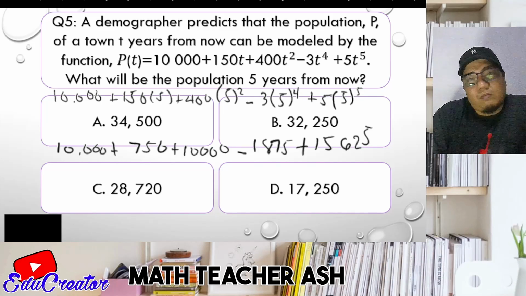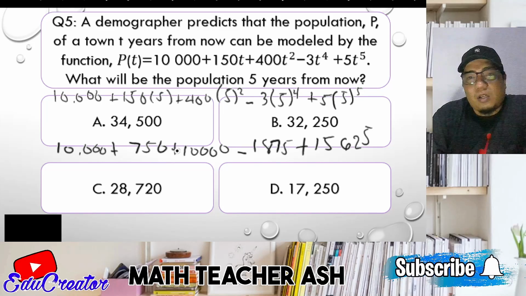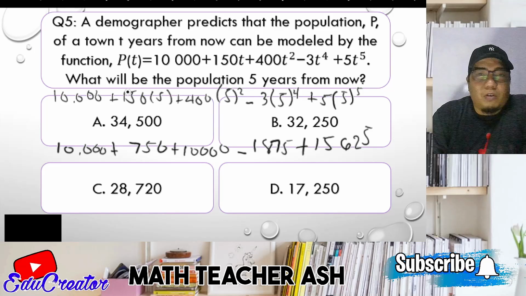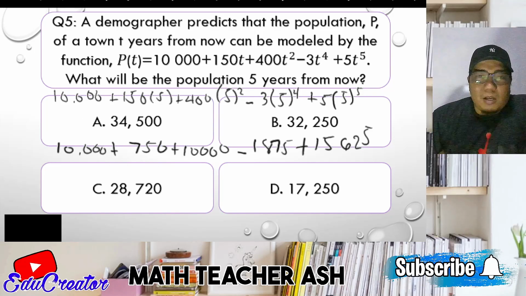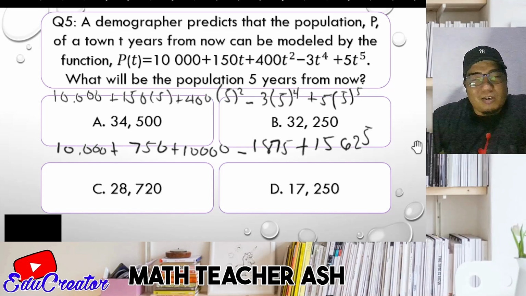Okay? So, medyo malaki-laki na. Magiging 36,000 na yon. Tapos, may minus 1,800. So, nasa estimated, nasa 34,000 na tayo doon. Oh, ayun. So, this is our final answer for this problem. Letter A. Ayun, my dear math learners.